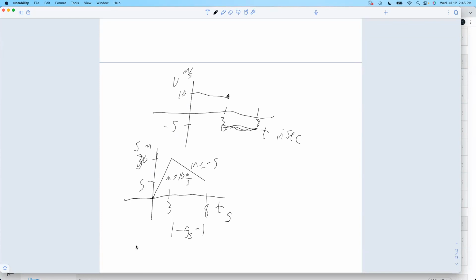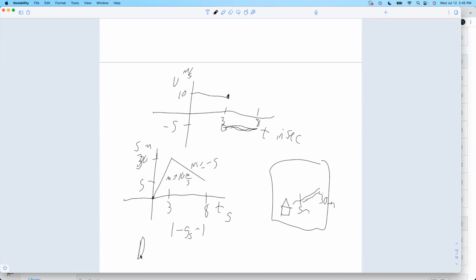So my final position, here, let's just draw this. Don't think of a coordinate system. Here's my house. I walked away at 10 meters per second. So I ended up, after 3 seconds, 30 meters away from home. Then I walked back toward the house. My final position is here, 5 meters away from the house.